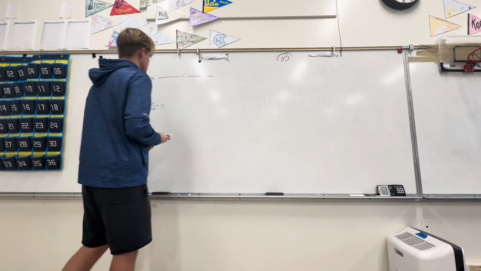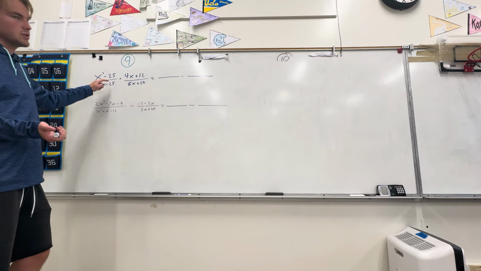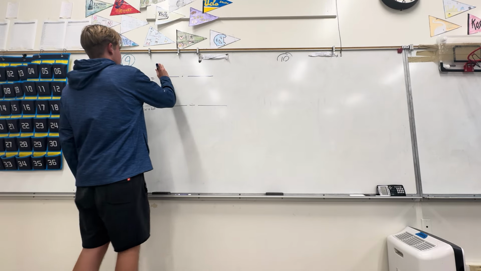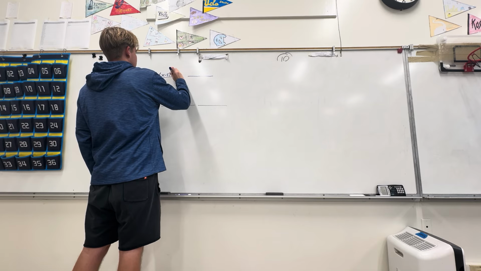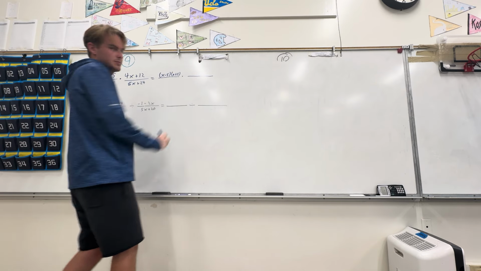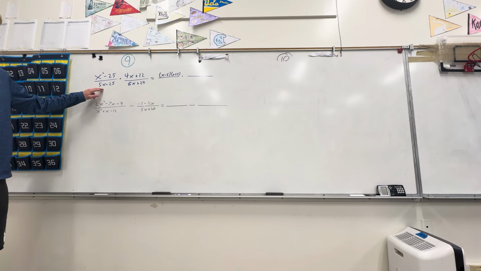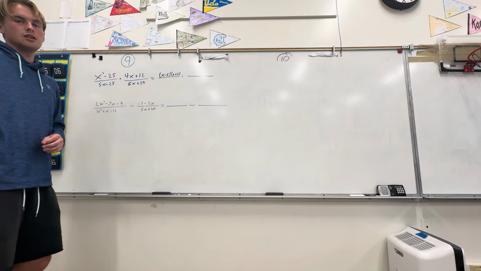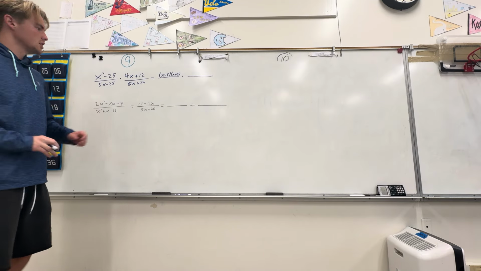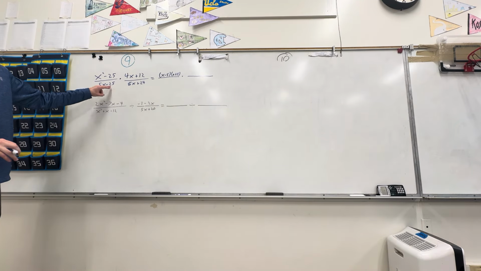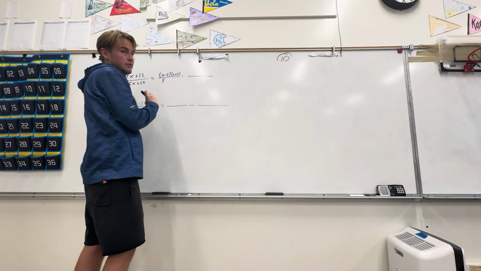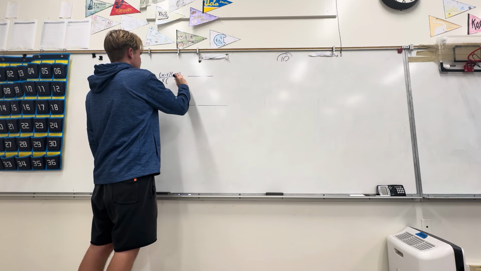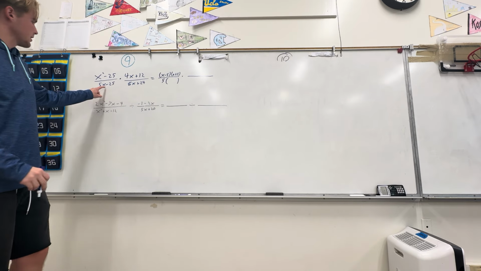X squared minus 25, if you watched my video 2 videos ago, you would know that you just take the square root of 25. This becomes x minus 5 times x plus 5. 5x minus 25, like I said, I want to factor out the greatest common factor for all these. So 5 and 25 both have a 5 in common. So we can factor out 5. What are we left with when we factor out 5? X minus 5.